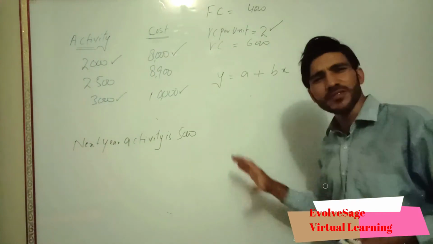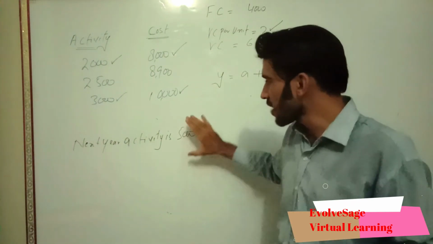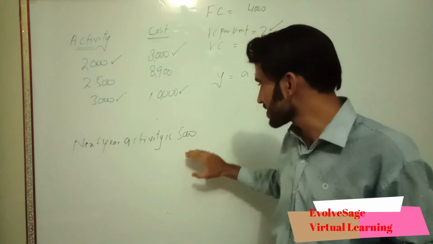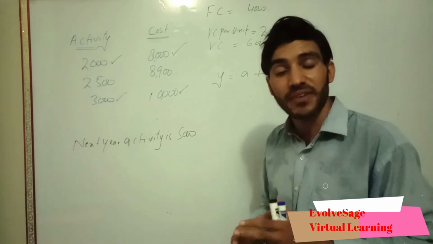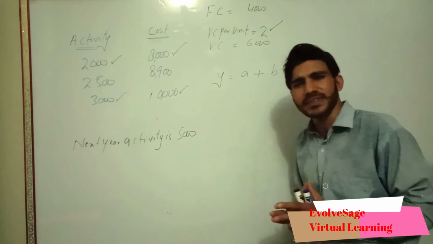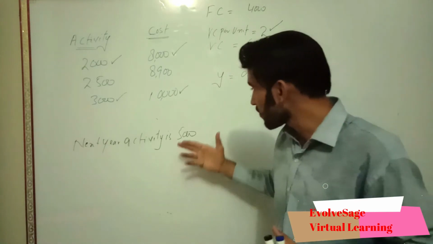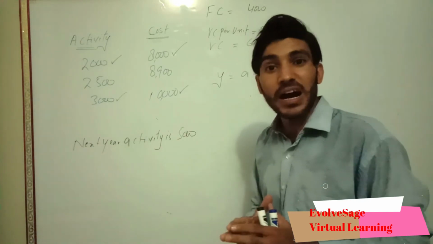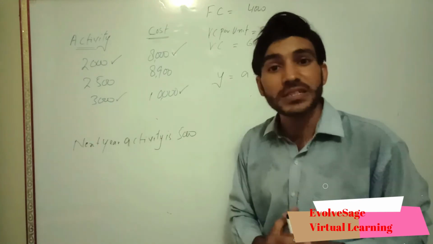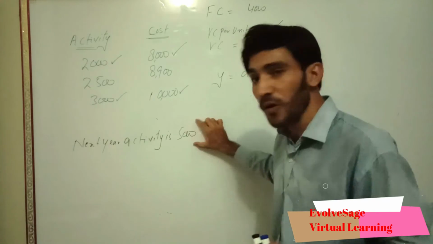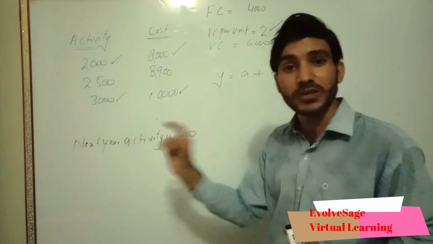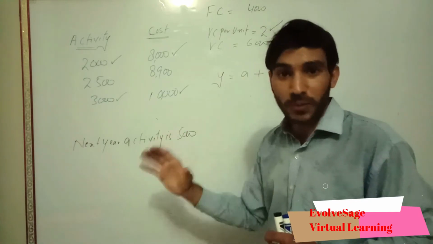Suppose that next year you have manufactured 5,000 units. Your output level is 5,000, but you do not know how much cost you have consumed when you manufactured 5,000 units. What will be your total cost? How will we calculate it?